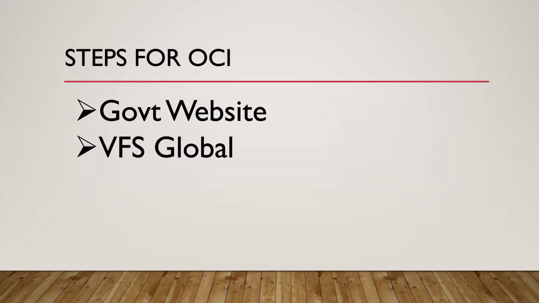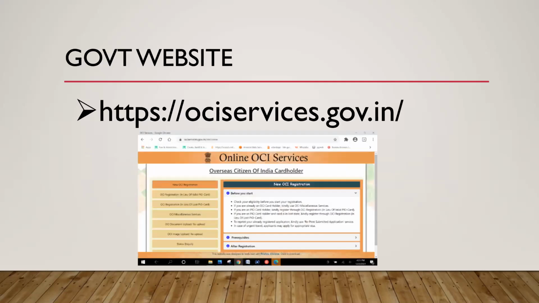It's a two-step process. It appears very complex, but it is one of the simplest processes, I would say. The first step is you will go to the government website, and the second step is you will come back to the VFS Global website. So you go to the government website, ociservices.gov.in, and as you can see here, you will start with new OCI registration, and then you will hit the button proceed.